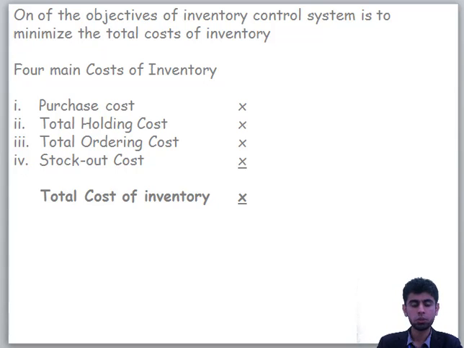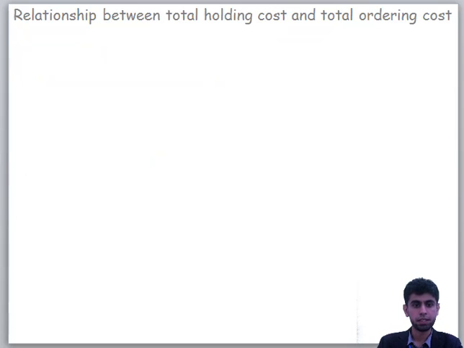Before we go into the calculation of the cost, I want to first illustrate the relationship between total holding cost and total ordering cost. So let's first see the relationship between these two costs. The relationship between total holding cost and total ordering cost is an inverse relation.